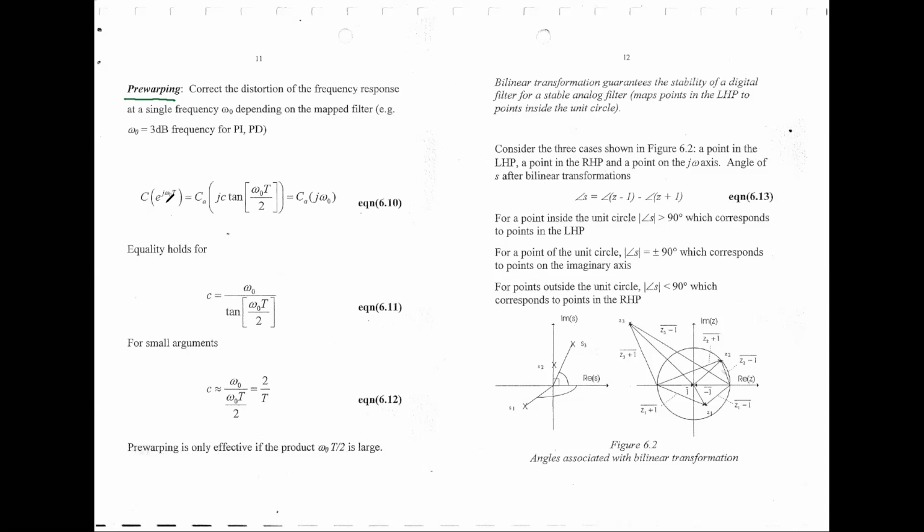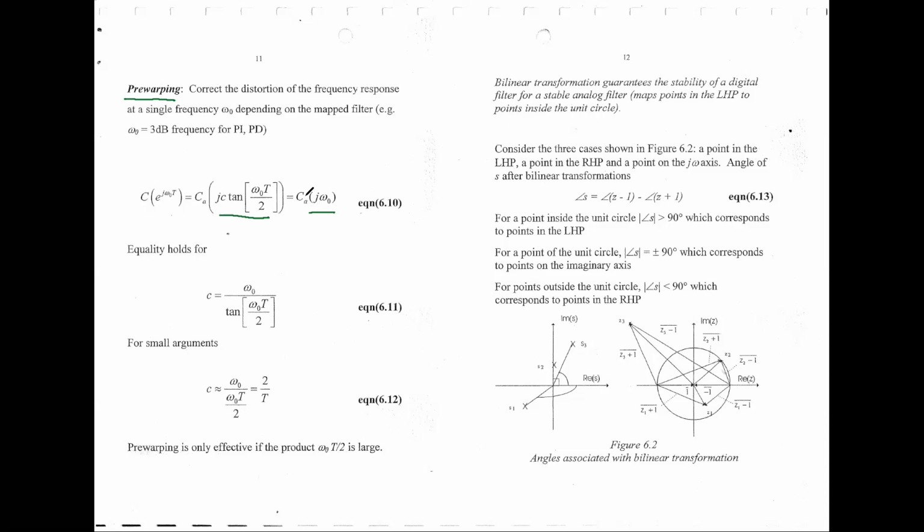So C of that is equal to substituting our bilinear equation in place of S, which we found on the previous page to be J times C times tan of omega T over 2. So we substitute omega naught here, omega naught times T over 2. So what would be the frequency response for this case? Is it equal to C of J omega naught, which is what we want? We want the response to be the same.